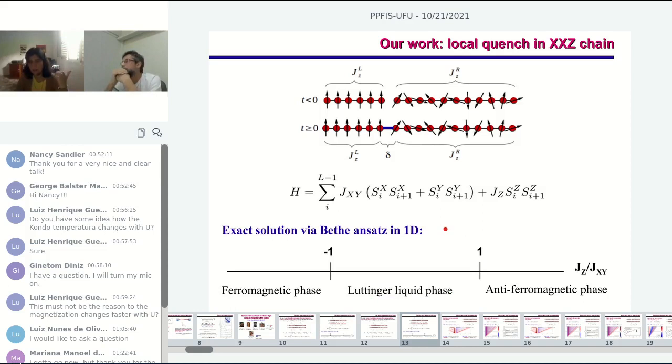Through Bethe ansatz, we have not only the ground state, but also the excitations. We know the excitations. We can calculate the velocity of them analytically in 1D, and this will be important in our work.